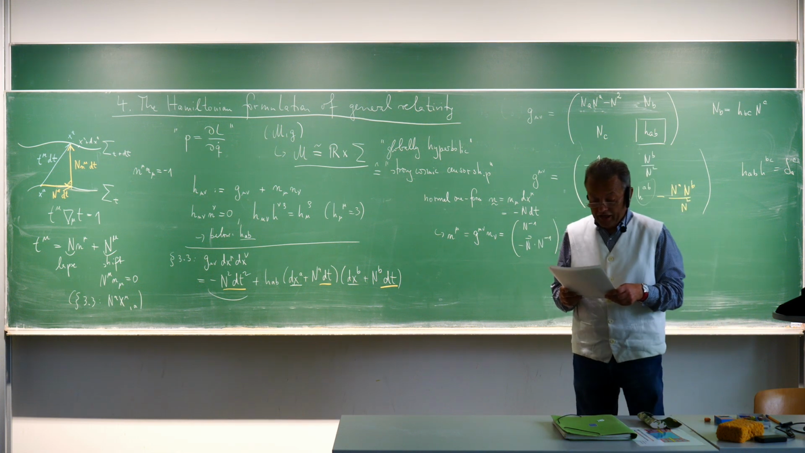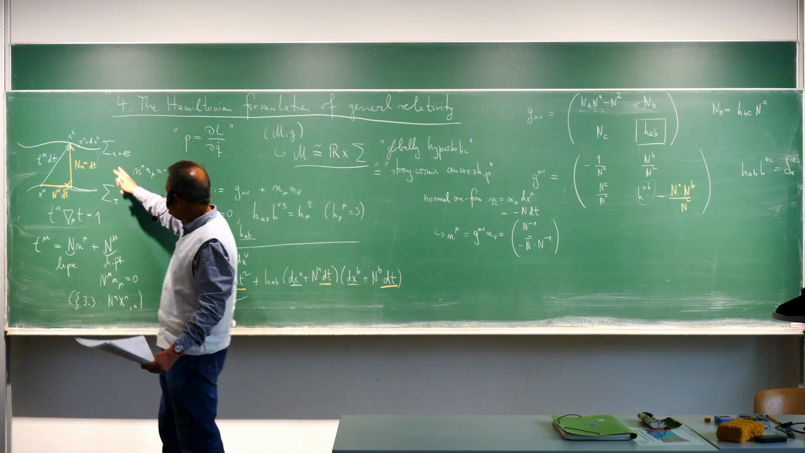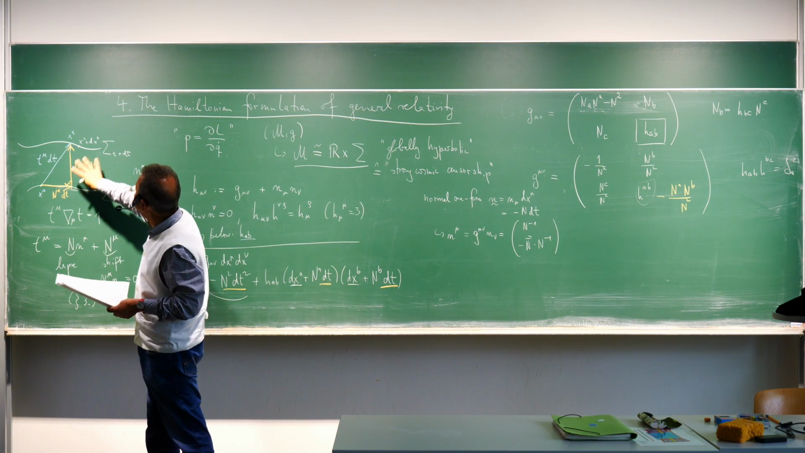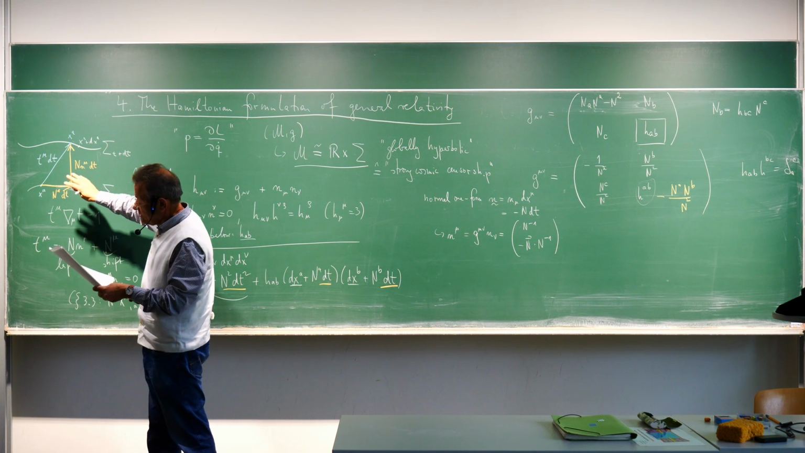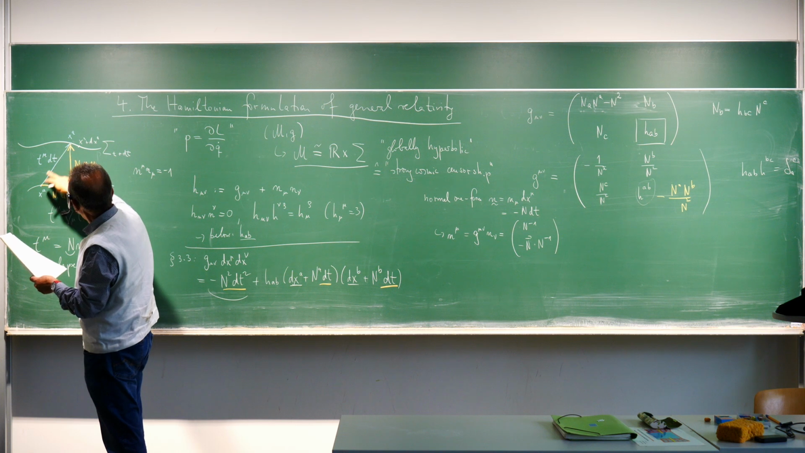Now the various hypersurfaces that we have here, Σ_t and Σ_{t+dt}, they can be identified with each other by identifying points that are reached by this flow here.